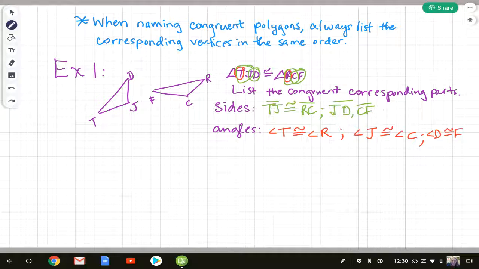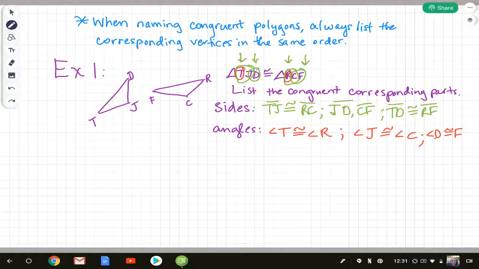Okay. And then the last two I need to do the outside letters. So T and D should be congruent to RF. Now notice that if you had been looking at it a different way, you might have written DT as congruent to FR, and that would be okay too.